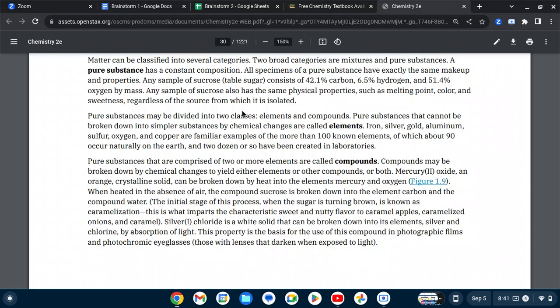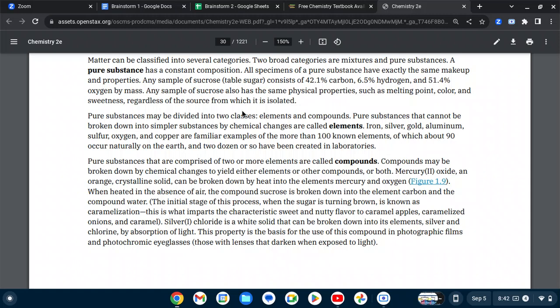Pure substances may be divided into two classes, elements and compounds. Pure substances that cannot be broken down into simpler substances by chemical changes are called elements. Iron, silver, gold, aluminum, sulfur, oxygen, and copper are familiar examples of the more than 100 known elements, of which about 90 occur naturally on the Earth, and 24 or so have been created in laboratories. Pure substances that are comprised of two or more elements are called compounds. Compounds may be broken down by chemical changes to yield either elements or other compounds or both.